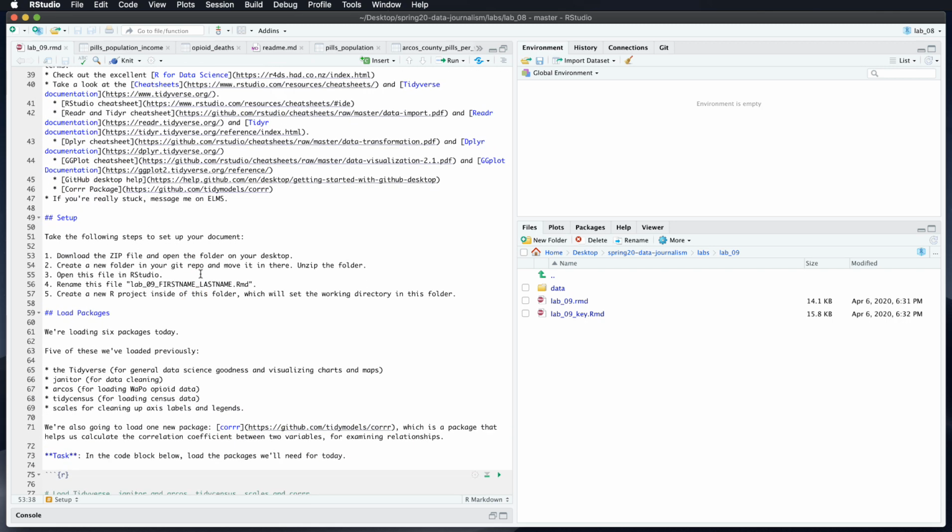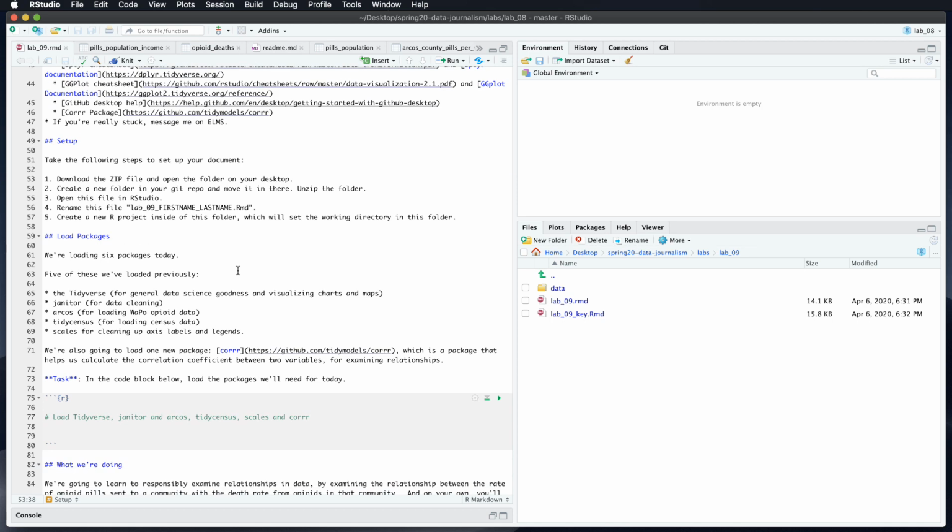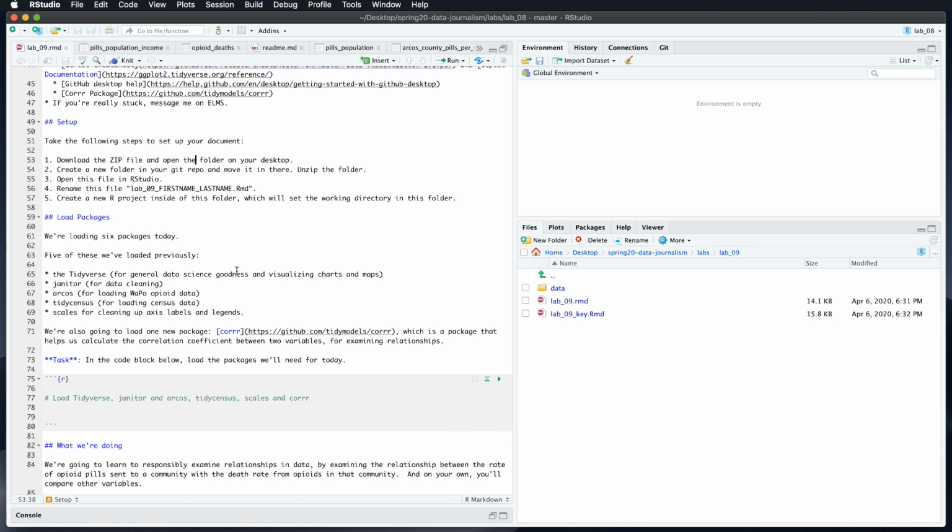So the way this is going to work is you're going to create your own version of this Markdown file and upload it to your Git repo, and then ultimately you're going to submit it after you push it to Git on ELMS.